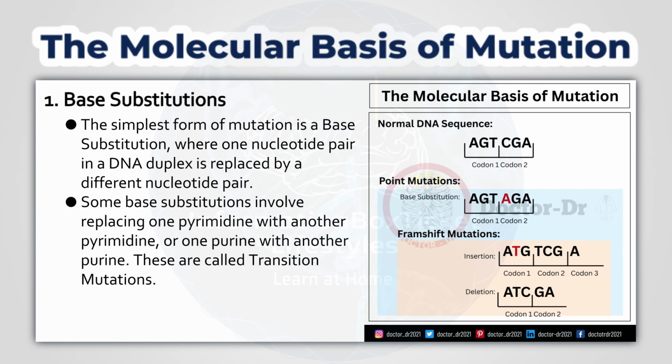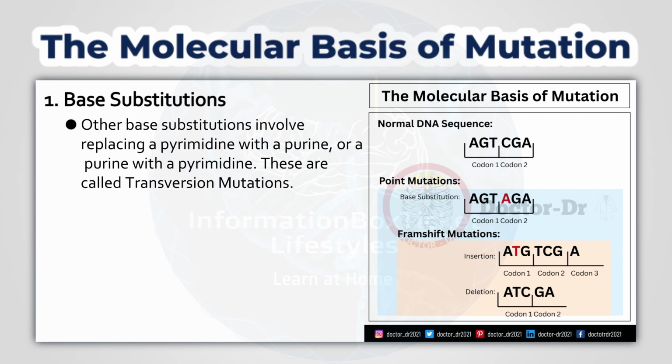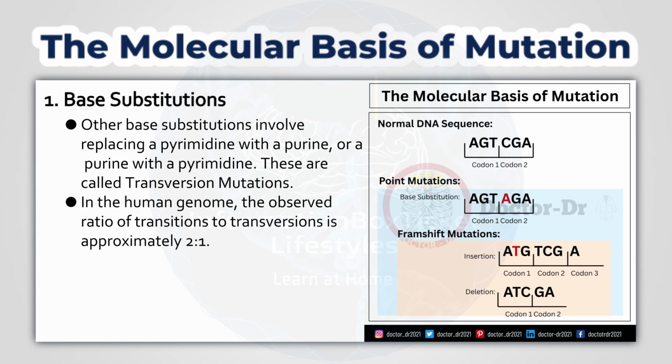Some base substitutions involve replacing one pyrimidine with another pyrimidine, or one purine with another purine. These are called transition mutations. Other base substitutions involve replacing a pyrimidine with a purine, or a purine with a pyrimidine. These are called transversion mutations. In the human genome, the observed ratio of transitions to transversions is approximately 2 to 1.